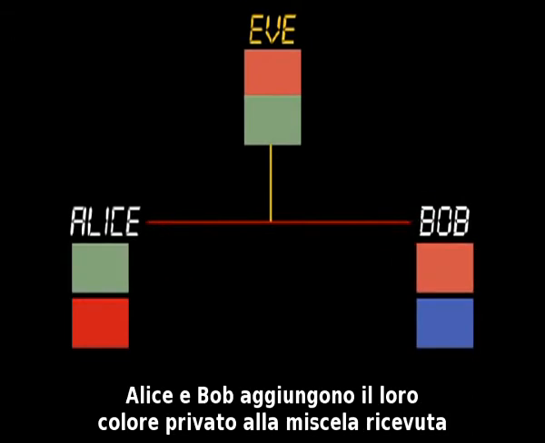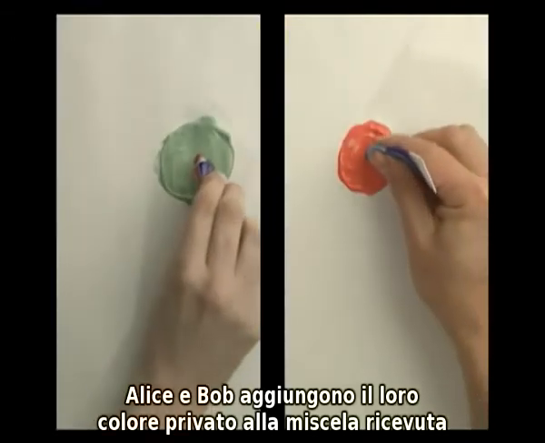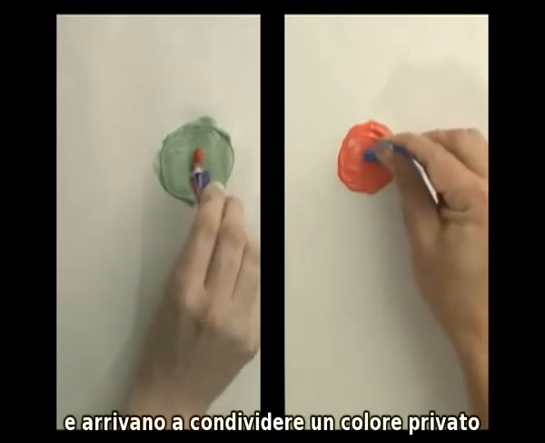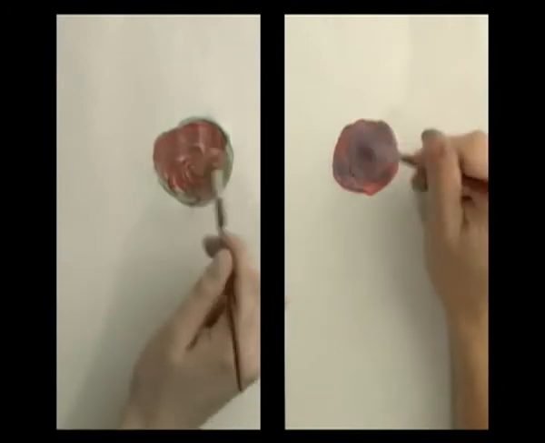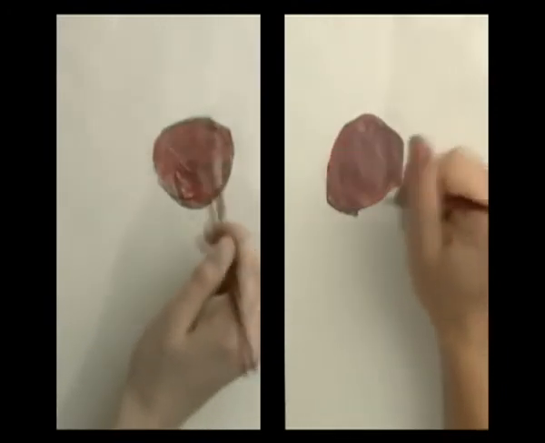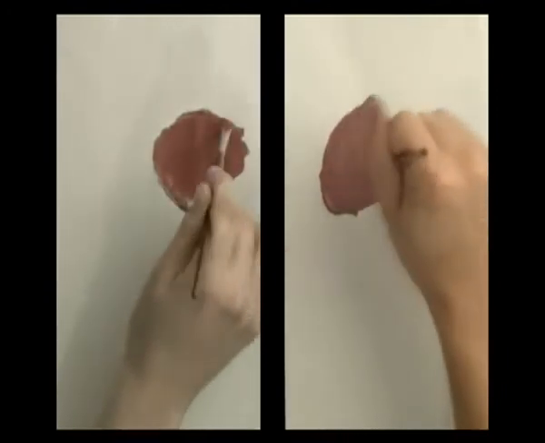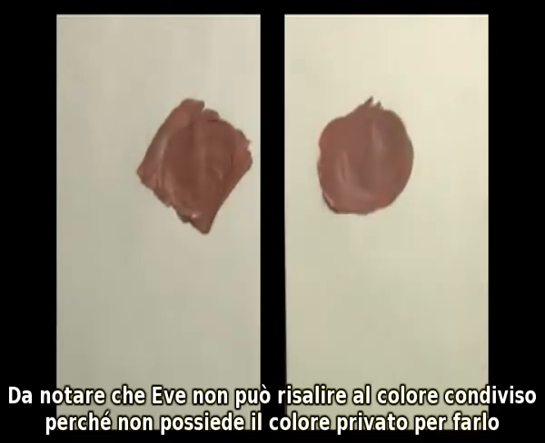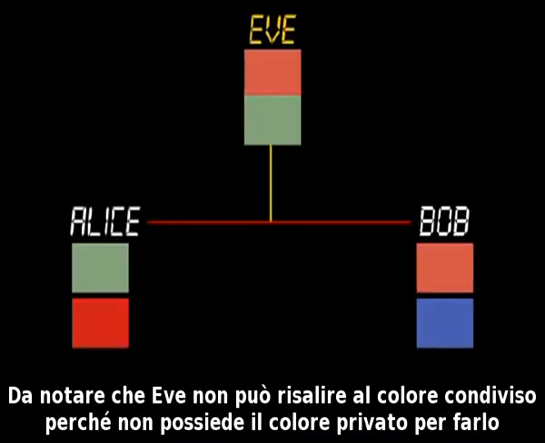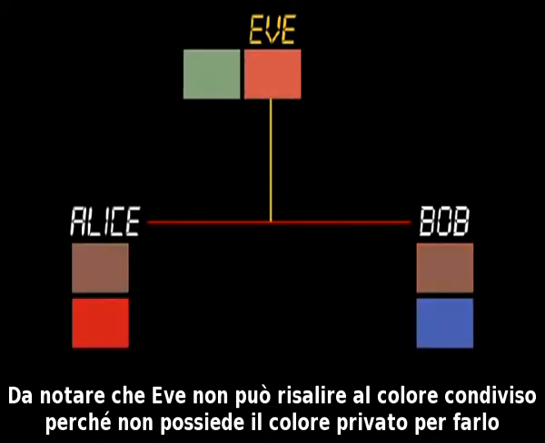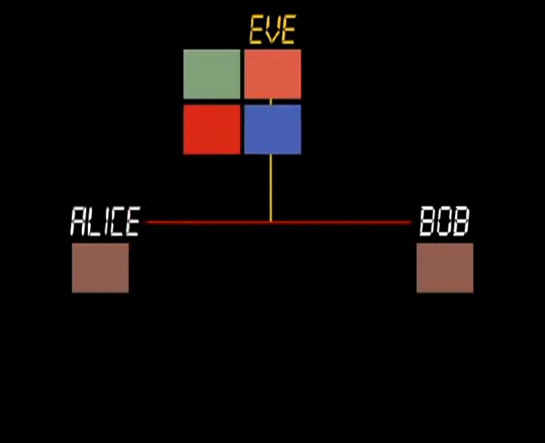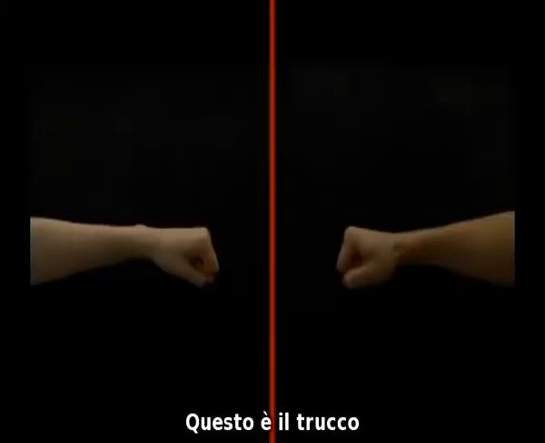Now the heart of the trick. Alice and Bob add their private colors to the other person's mixture and arrive at a shared secret color. Notice how Eve is unable to determine this color since she needs one of the private colors to do so. And that is the trick.